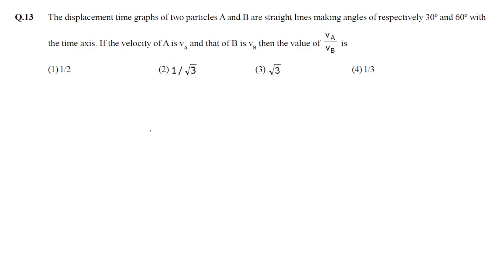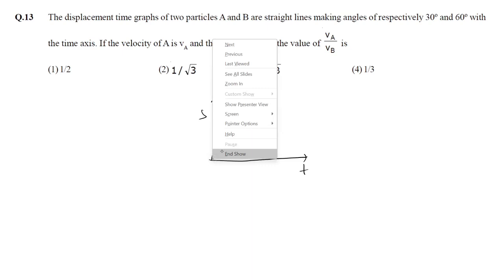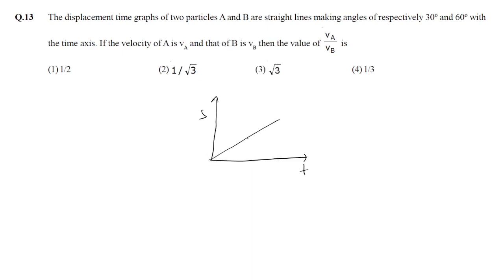The displacement time graphs of the two particles are straight lines. Displacement time graph they are talking. So displacement time graphs are straight lines making an angle of, so one is making an angle of 30 and another one is making an angle of 60. So this is particle A and this is particle B with time axis. If the velocity of A is VA and the velocity of B is VB, then VA by VB.